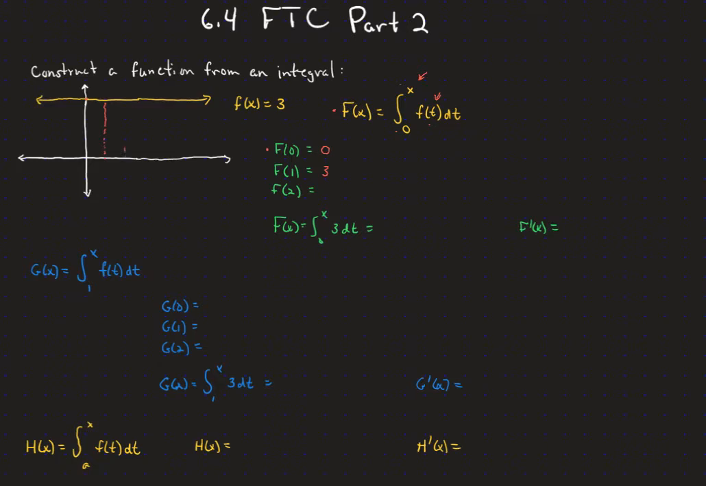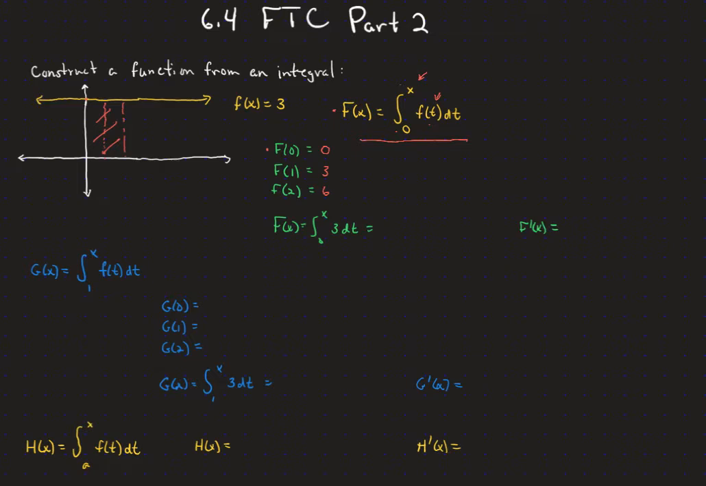Similarly, for capital F of 2, we get the area under the curve from 0 to 2. That's a rectangle that's 3 by 2, and that's going to be 6. So you can see that this function we're defining as an integral really does depend on x. You pick different numbers for x, and you get different values for capital F evaluated at that number.